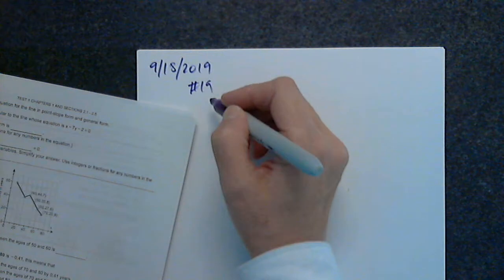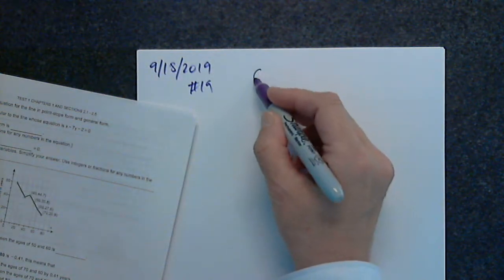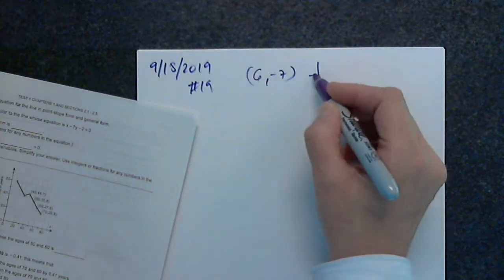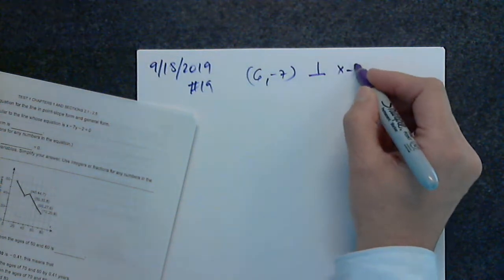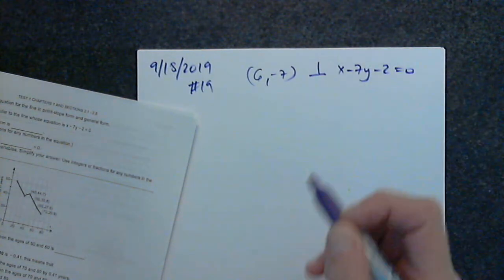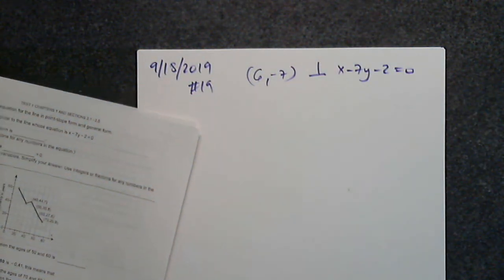Okay. So in problem 19, from this handout, we are told 6, negative 7, and perpendicular to x minus 7y minus 2 equals 0.